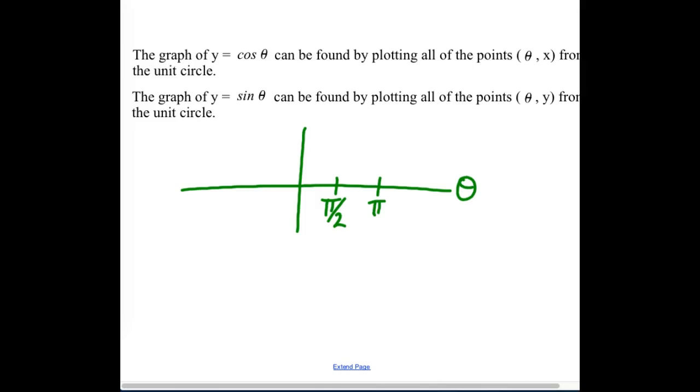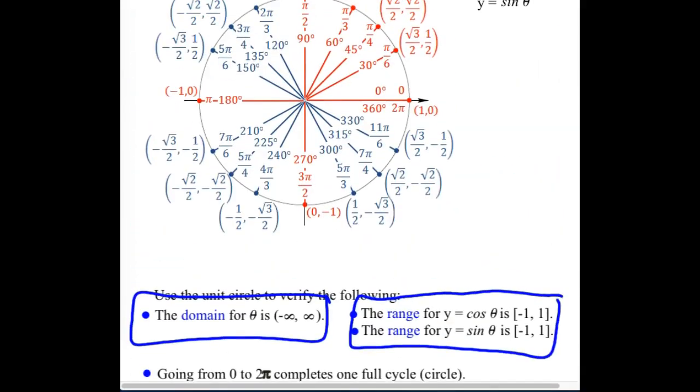For the y-axis, that's the coordinate. So if we are graphing cosine, we are going to be looking at our x values all the way around. If I'm graphing sine, I'm going to be looking at my y values. Okay?